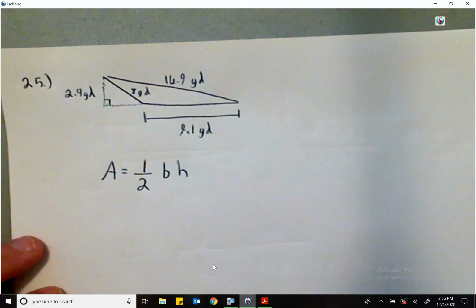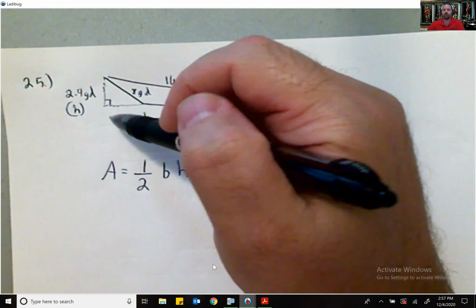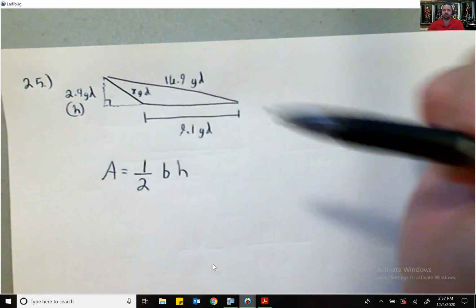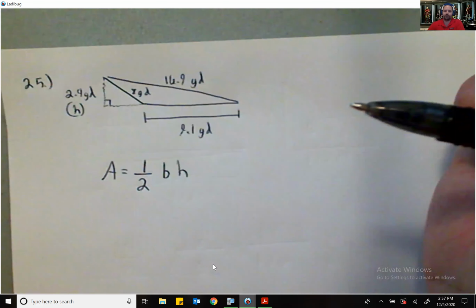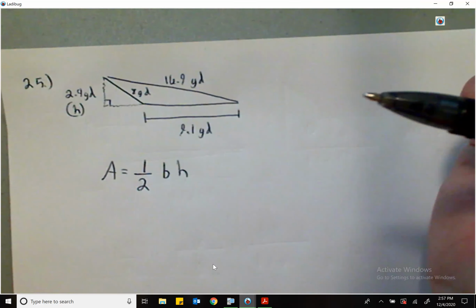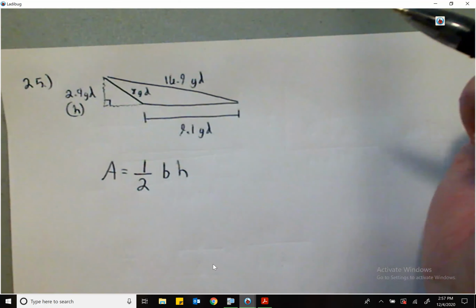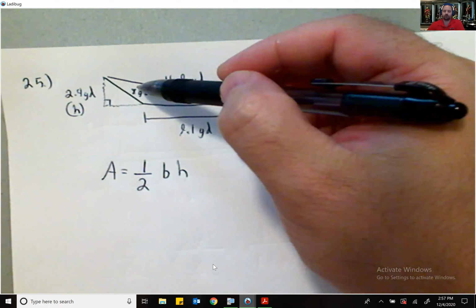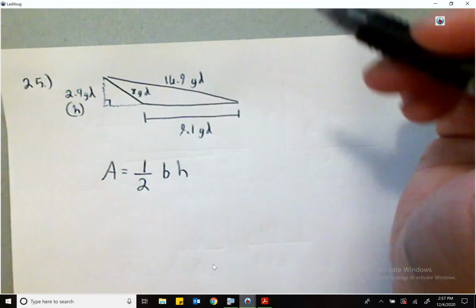The height's 2.4. You got it. This is the height because it's connected to that right angle symbol. And I also told you, remember that the base is connected to that right angle symbol. So who's the base? We know the base. It's one of these 3 numbers. Which one is the base?